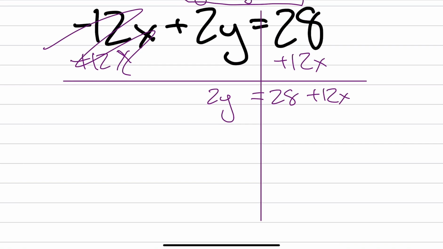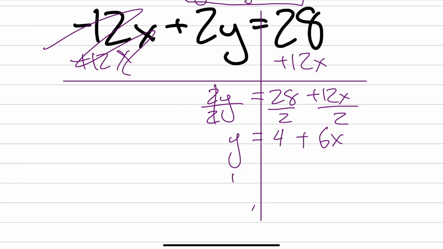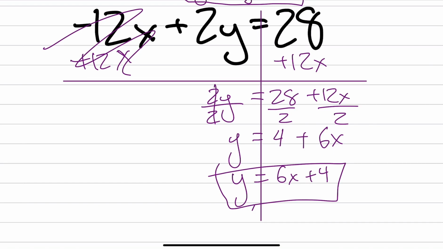Alrighty, next step is going to be divide. So I'm going to divide by 2, divide by 2, and divide by 2. Okay. Y equals 28 divided by 2. That's going to be 4. Plus 12 divided by 2, that's 6x. Okay, last step is to rearrange. So we are going to do y equals 6x plus 4. Everything's positive in there, so that's kind of nice. And that's our answer.